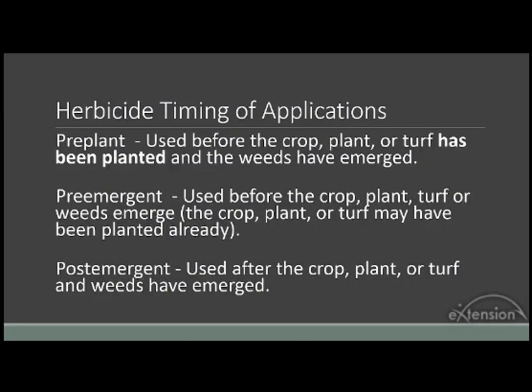Pre-plant herbicide applications are used before the desirable plant has been planted and before the weeds have emerged. Pre-emergent herbicides are used before the weeds actually emerge, but the crop or plant or other desirable plant may have already been planted. Post-emergent applications are used after the crop, plant, or desirable plant has been planted and the weeds have already emerged. This is the most common type of herbicide application.